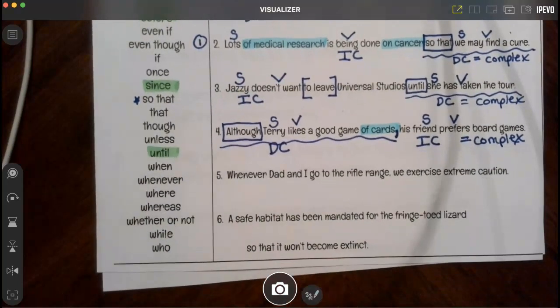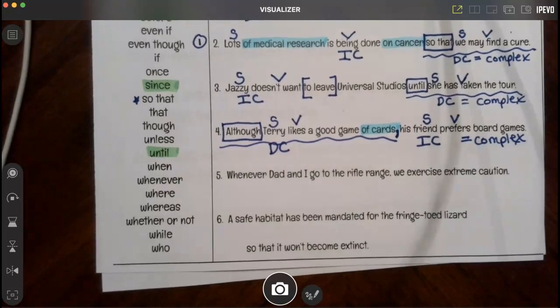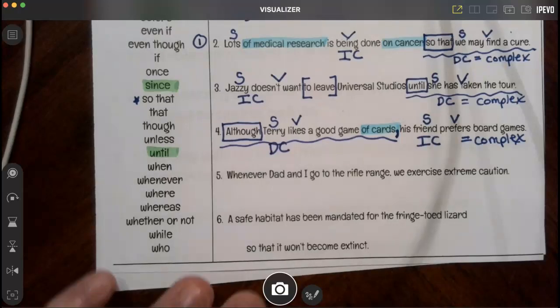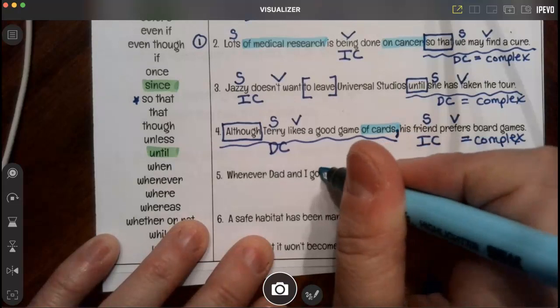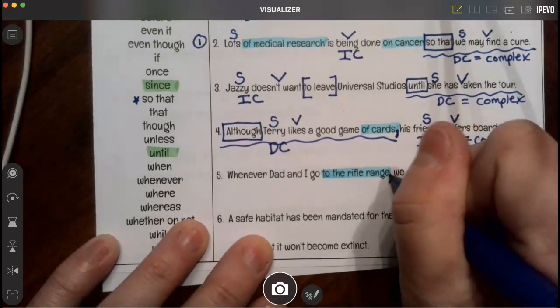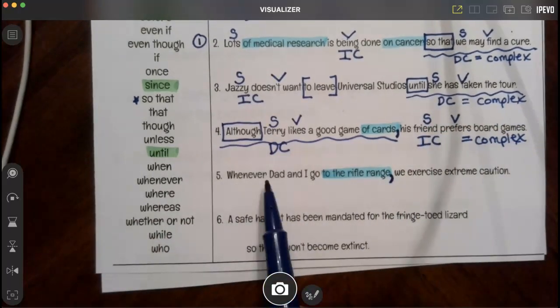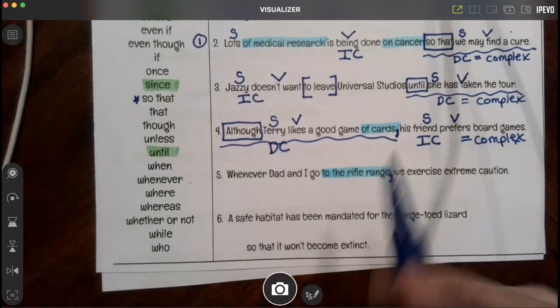We're going to do two more together, and then you're going to do the back of the page, or the second page, on your own. Whenever Dad and I go to the rifle range, we exercise extreme caution. So I would pause the screencast, go try it on your own, and then come back to check your work. So I see a prepositional phrase, to the rifle range. Get rid of that. I see a comma, so that's my hint to see if there is a subordinating conjunction at the beginning? And there is: whenever.